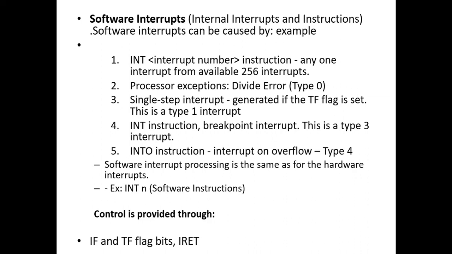That is type 4. The 8086 overflow flag will be set if the signed result of an arithmetic operation does not fit in the destination register. So we can say that if the signed result of an arithmetic operation on two signed numbers is too large to be represented in the destination register or memory location, this overflow flag bit will be set. That will invoke the type 4 interrupt. So these are the software interrupts.